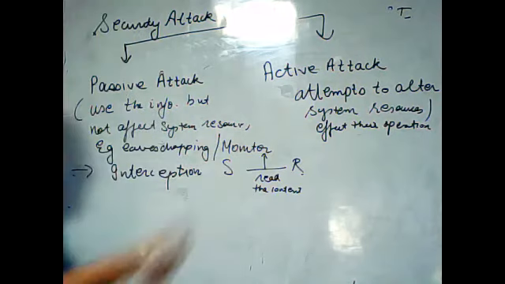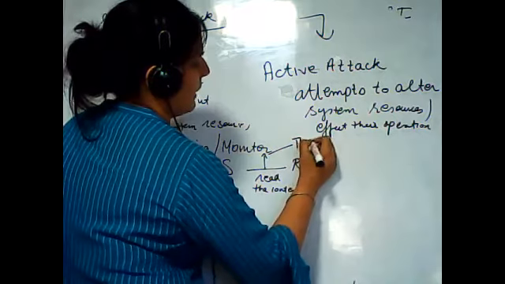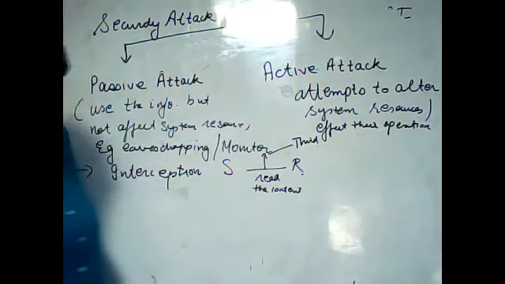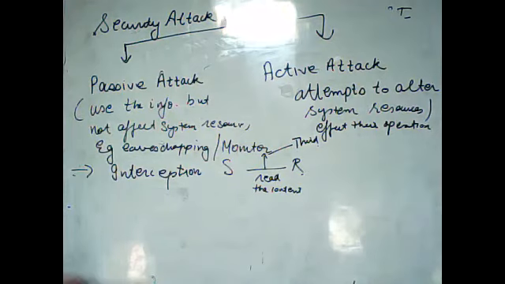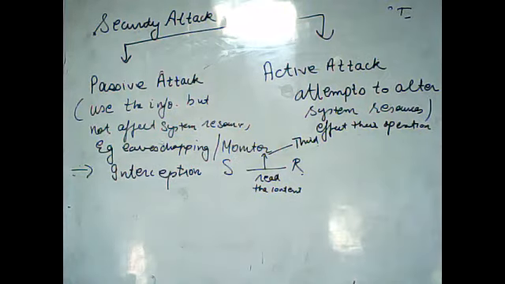Okay, so interception is what? Here you have a third party. So what will the third party do? It will just read the content of your message. That is interception. So whatever message the sender is sending to the receiver, this is one of the ways of the passive attack that we call interception.